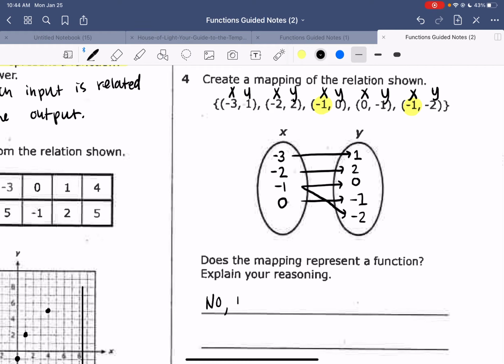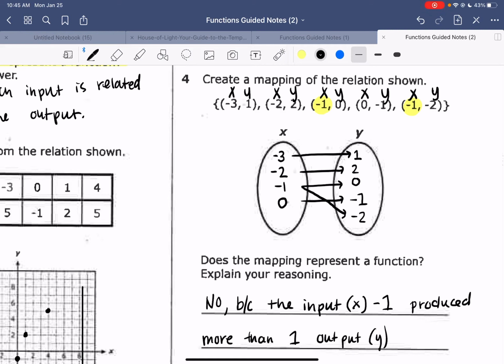No, because the input, the x, -1, produced more than one output, which are our y values.